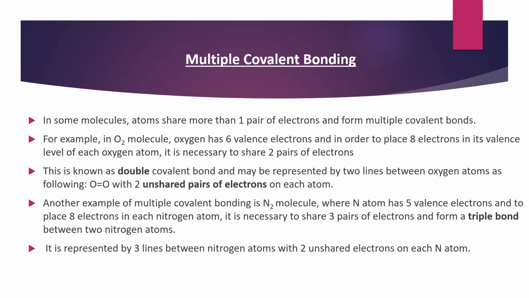Another example of multiple covalent bonding is the N2 molecule, where each N atom has 5 valence electrons, and to place 8 electrons in each nitrogen atom, it is necessary to share 3 pairs of electrons and form a triple bond between two nitrogen atoms. It is represented by 3 lines between nitrogen atoms with 2 unshared electrons on each nitrogen atom.